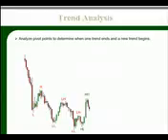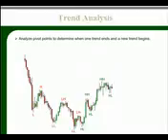Prices rally and form a higher high. Prices formed a higher high and higher low, which establishes an uptrend. Prices decline and form a higher low, then rally and form a higher high. As long as prices are forming higher highs and higher lows, prices remain in an uptrend.